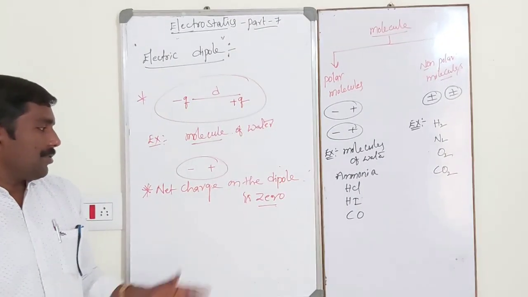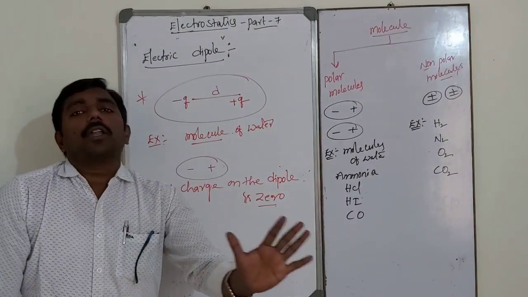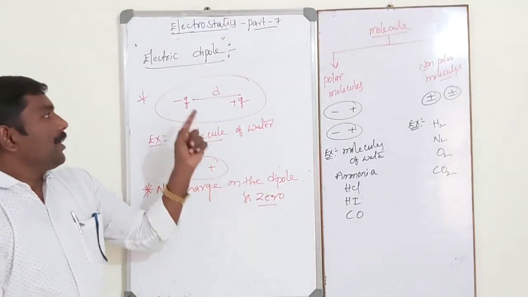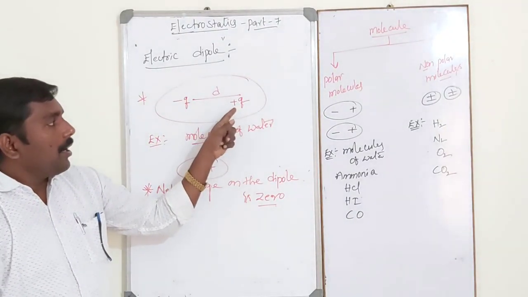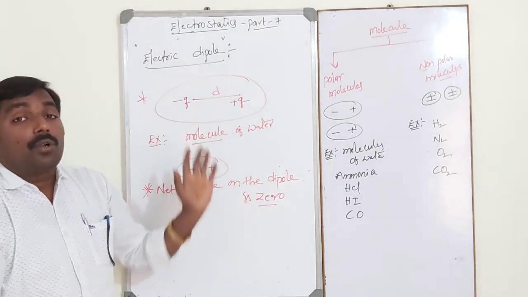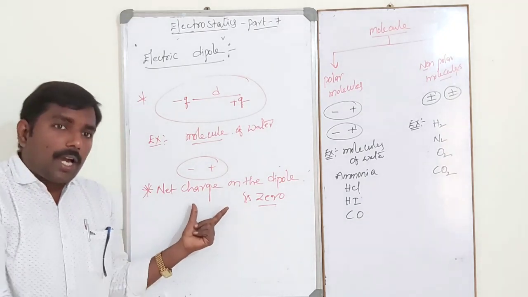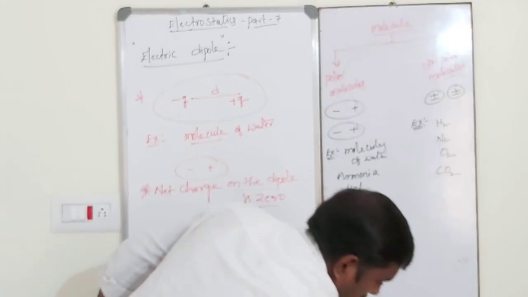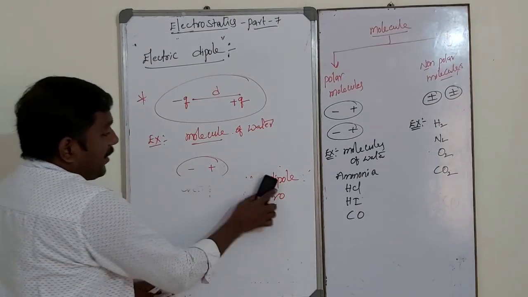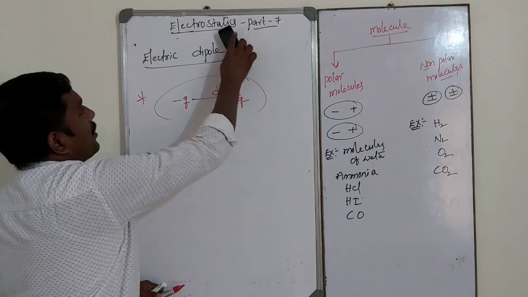Very important, students: the total electric field is not equal to 0. There is an electric field produced due to the negative charge, and also an electric field produced due to the positive charge. The total electric field is not equal to 0, but the total charge on the dipole is 0. Okay. Next, electric dipole moment.